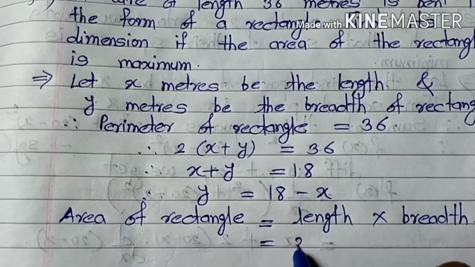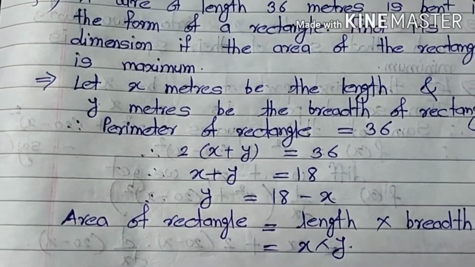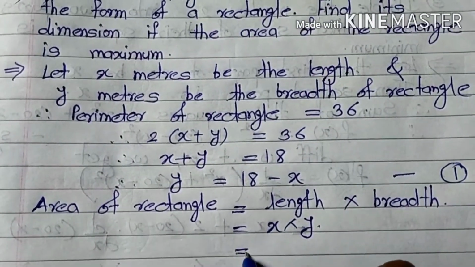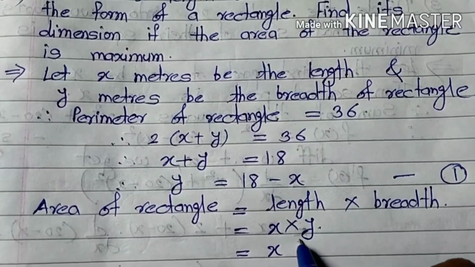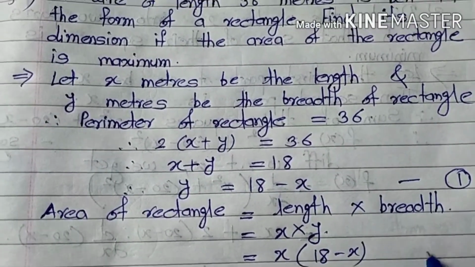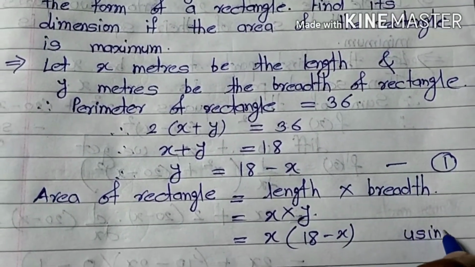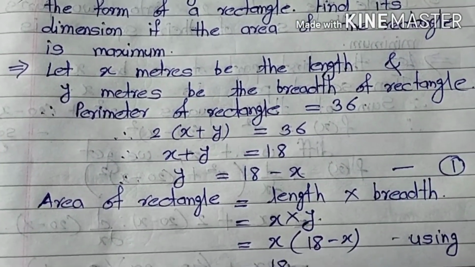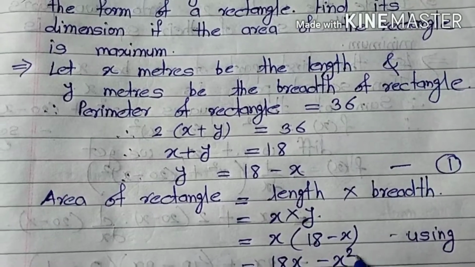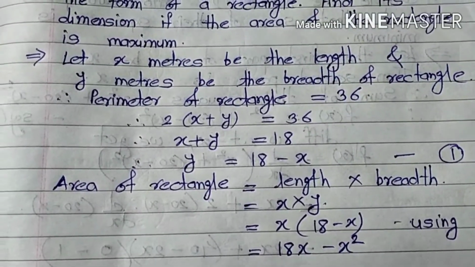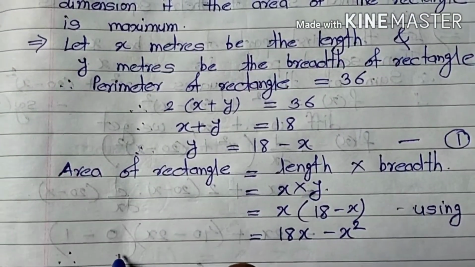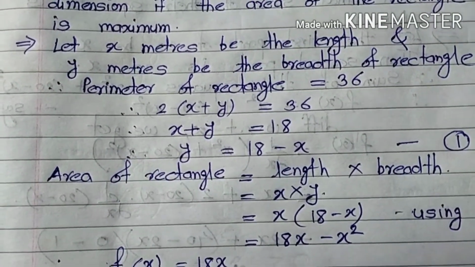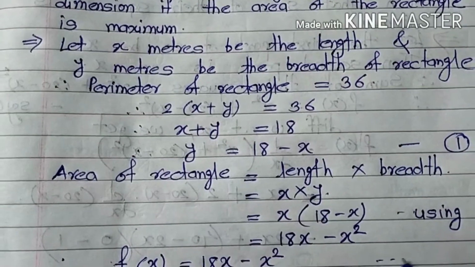So it is x into y. Suppose it is equation first. Using this value of y in this equation, it will become 18 minus x, using first. So it is 18x minus x square. Therefore, f of x is equal to 18x minus x square.